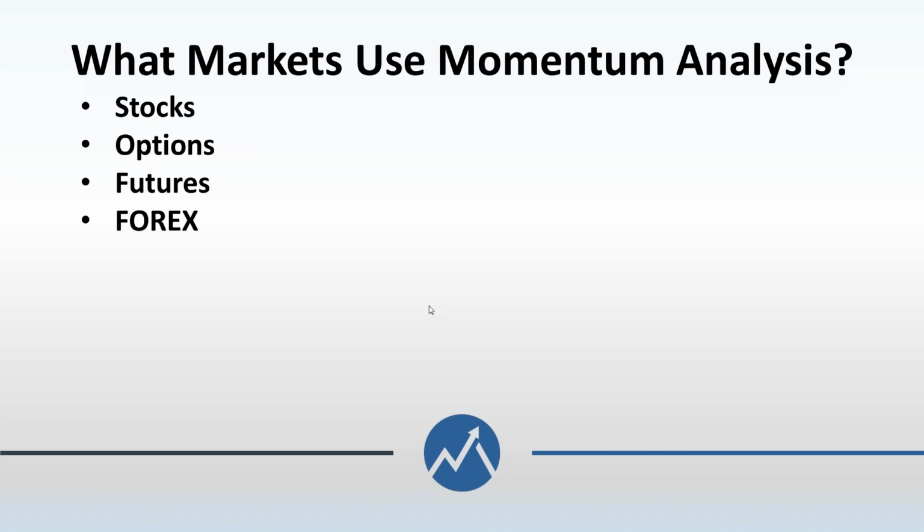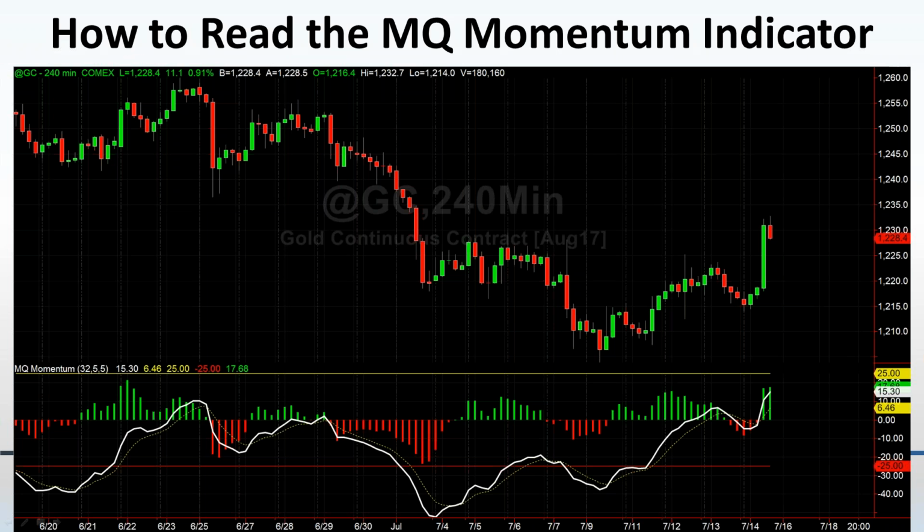So let's talk about what the MQ momentum indicator is and how you read it. What we're looking at here, this is the indicator we're going to be talking about today. This is called the MQ momentum, which stands for micro quant momentum. It's a proprietary indicator that we put together. All right. And it's set up as an oscillator.